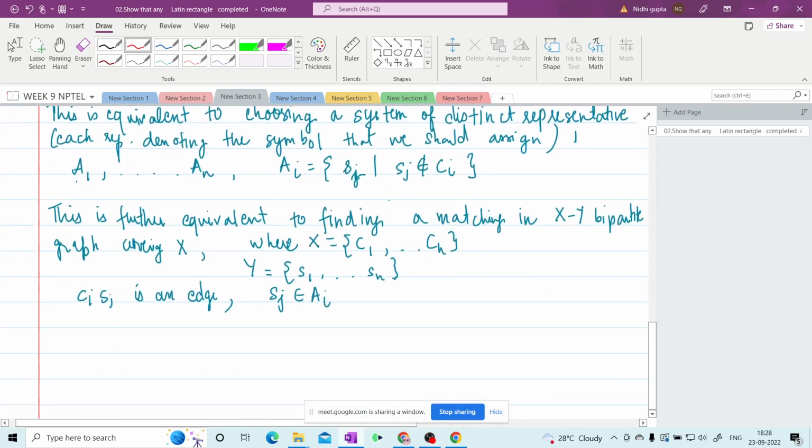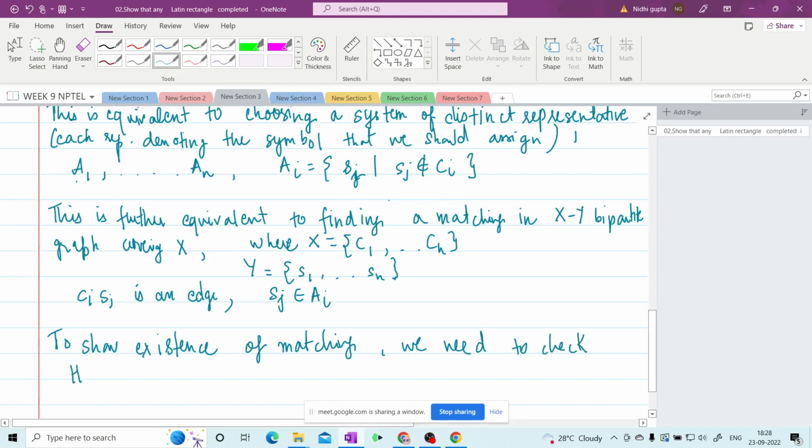But why does it exist here? In the general case, our question is equivalent to finding a matching for the bipartite graph XY where Ci Si is an edge. So to show existence of a matching, we need to check Hall's condition.